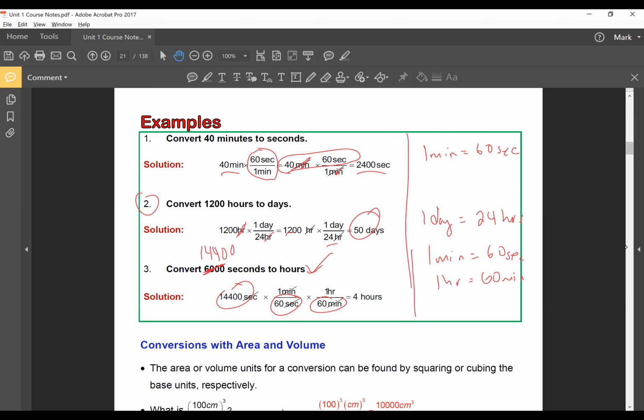Okay, sorry. I don't have my calculator here, but I'll go grab it in a minute. But yeah, I think this is correct. Well, let me check because I know there's a typo here. I want to make sure everything is okay with the answer. So I'm going to divide it on my calculator by 60 two times. Yeah, 4 hours. Perfect.